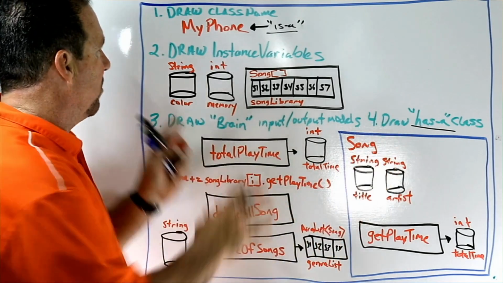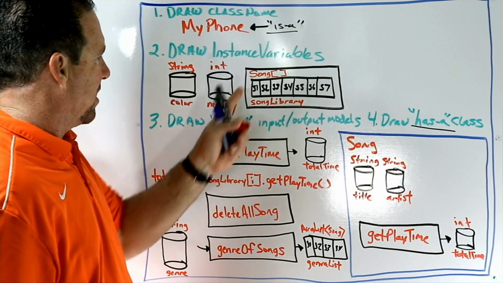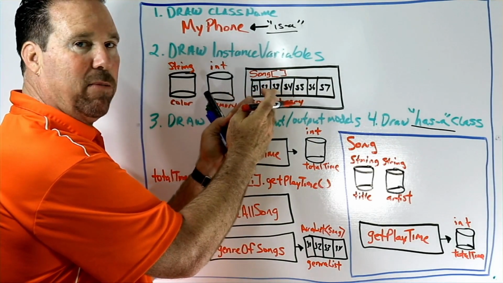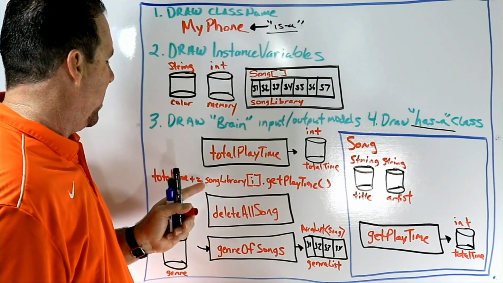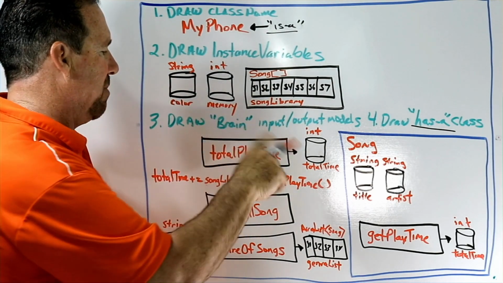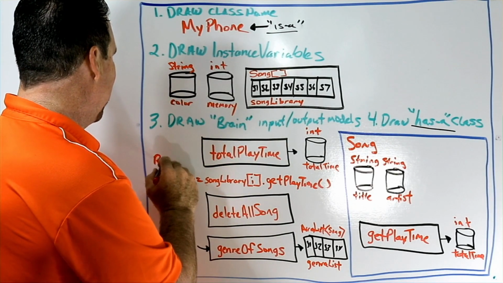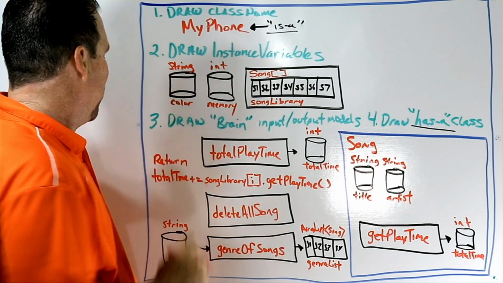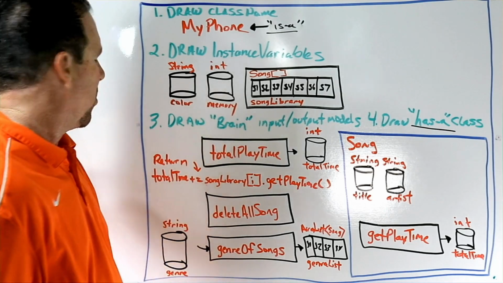It's a has-a, so my phone has a class, and I could call to it because I have this song library, this array of songs. So total time plus equals song library dot get playtime. That should kick out the total playtime. Obviously, you'll have a return on here, and we'd return total playtime.